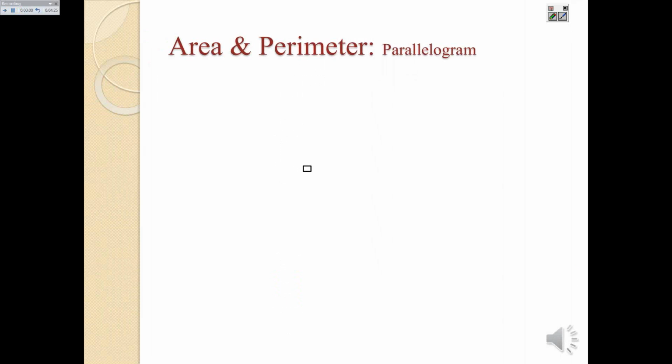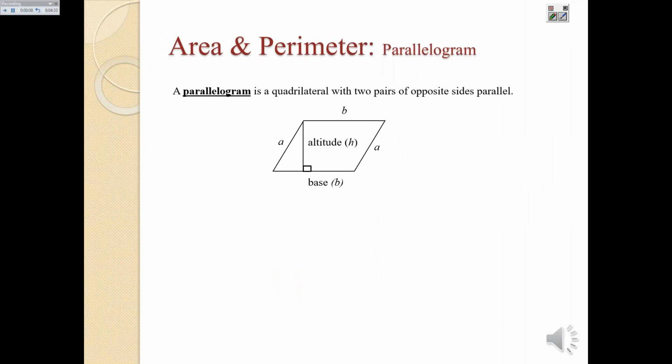Alright, now we're going to talk about the area and perimeter of a parallelogram. Remember that a parallelogram is a quadrilateral with two pairs of opposite sides parallel. So we have A and A are two sides. They're parallel, as are B and B, both parallel. But remember, this is not the height of your triangle. This is your altitude, your height.